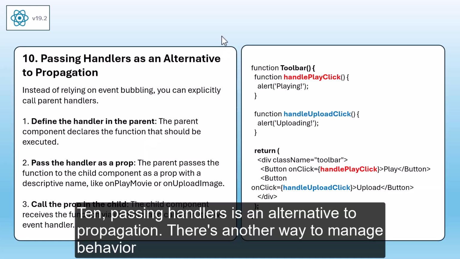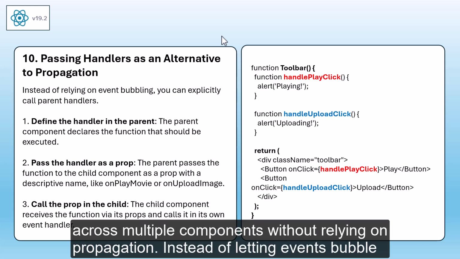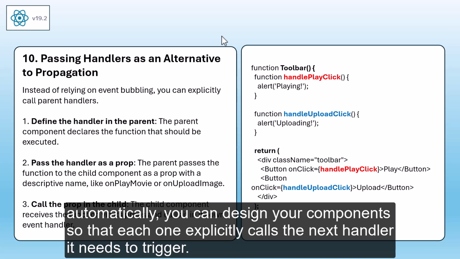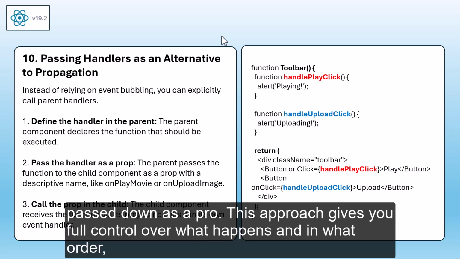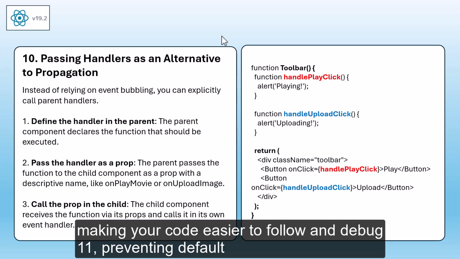10. Passing handlers as an alternative to propagation. There's another way to manage behavior across multiple components without relying on propagation. Instead of letting events bubble automatically, you can design your components so that each one explicitly calls the next handler it needs to trigger. For example, a child component can run its own logic, then manually call a parent function that was passed down as a prop. This approach gives you full control over what happens and in what order, making your code easier to follow and debug.